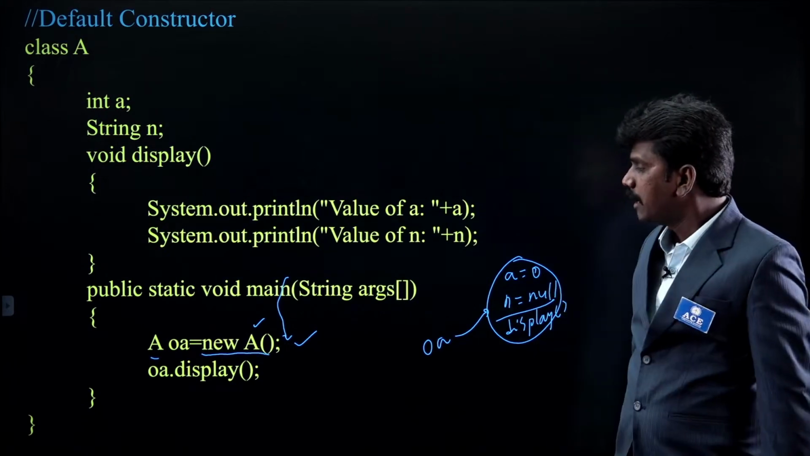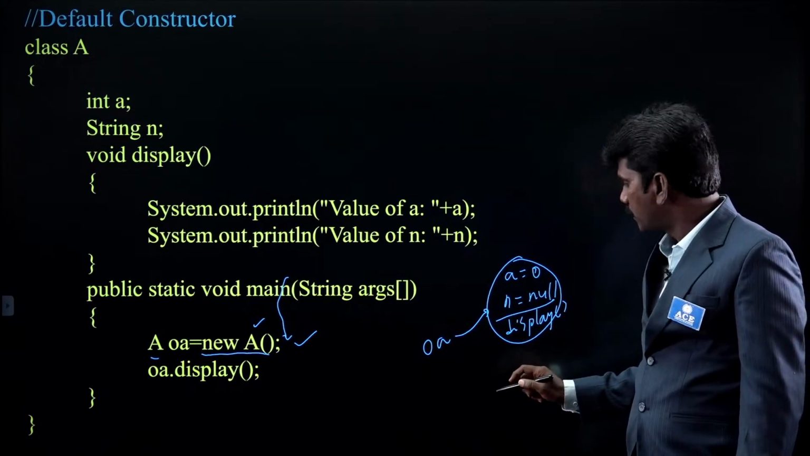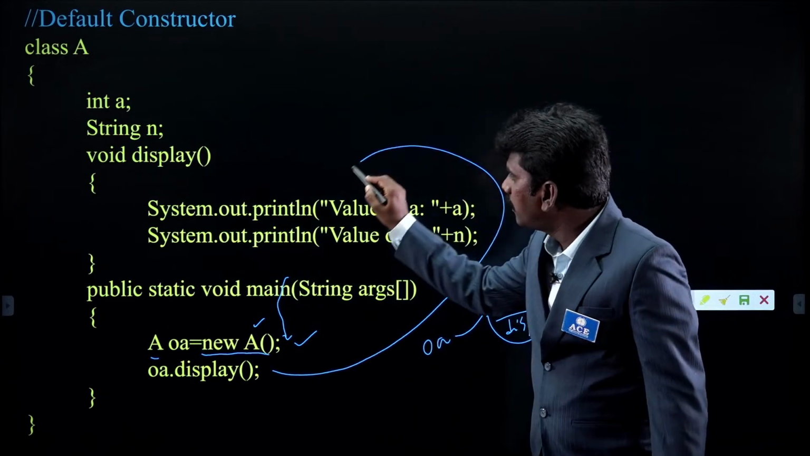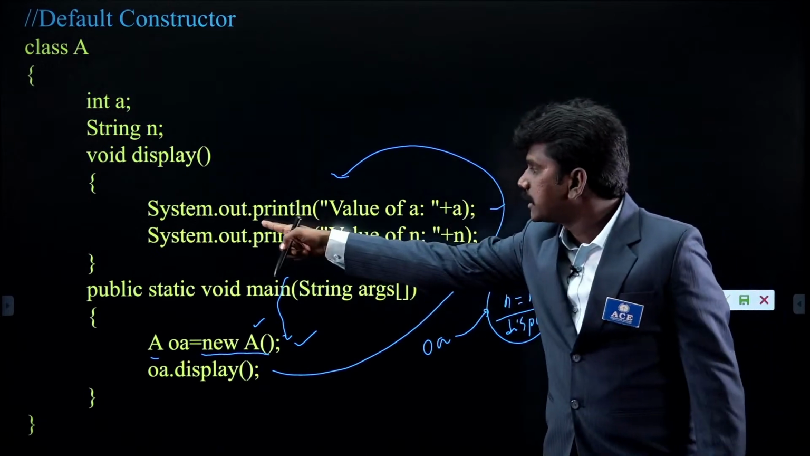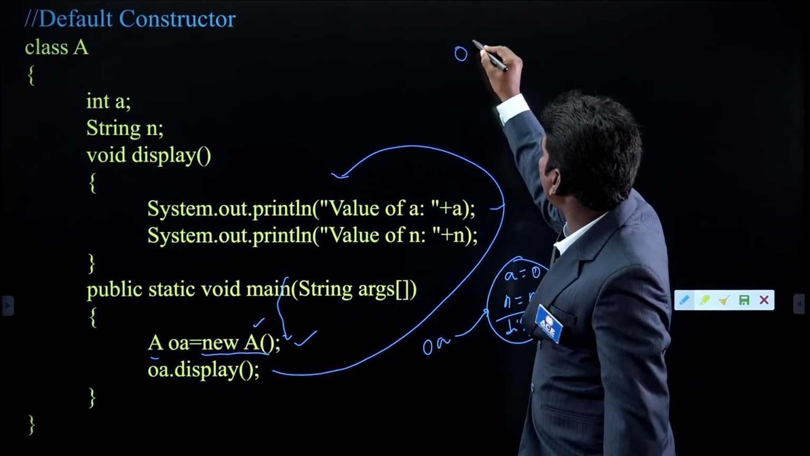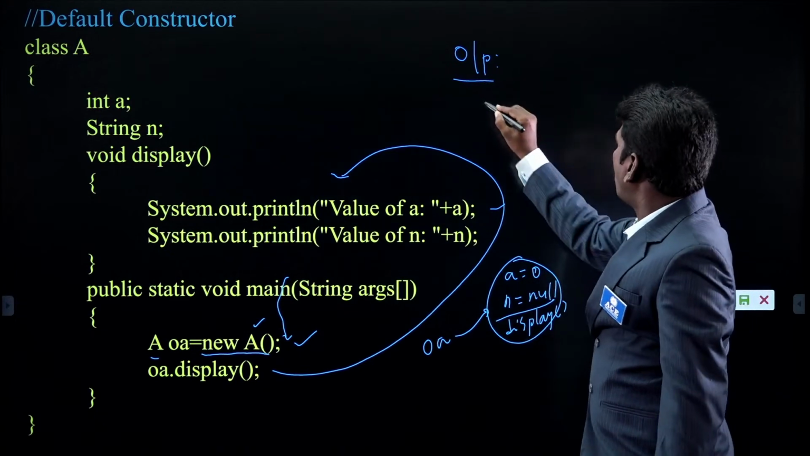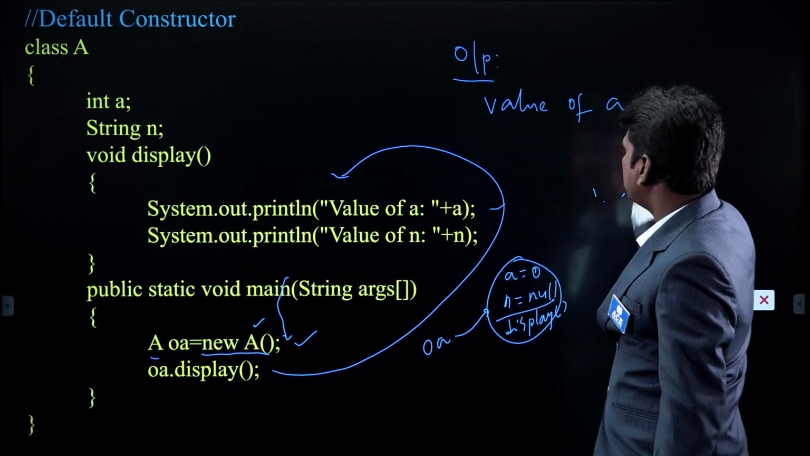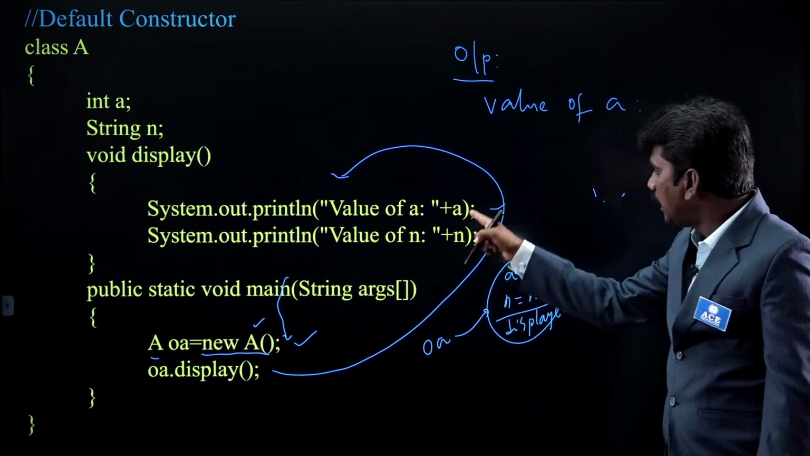Now OA.display, from here we are calling the display method, and it is going to be executed. And what is there in the first line? System.out.println value of a. The output we are going to get for this program is "value of a:" plus a, and then it will come back.